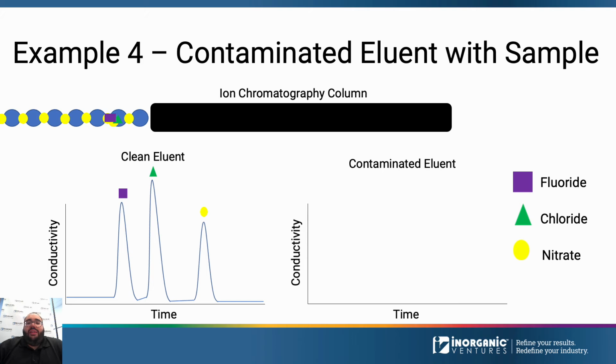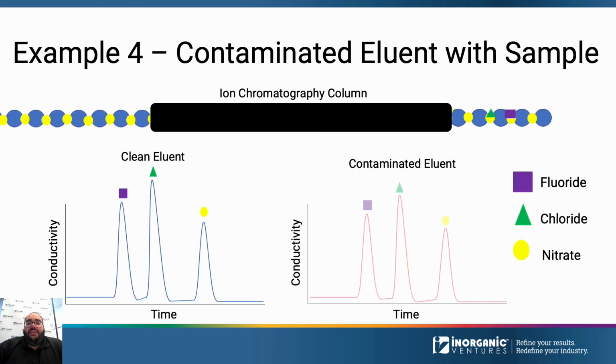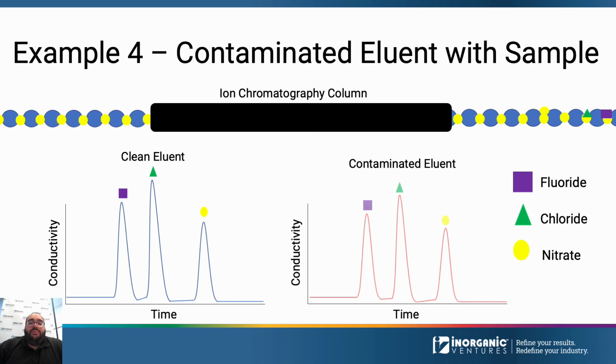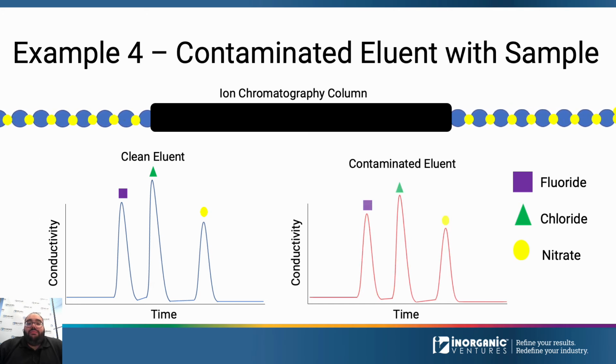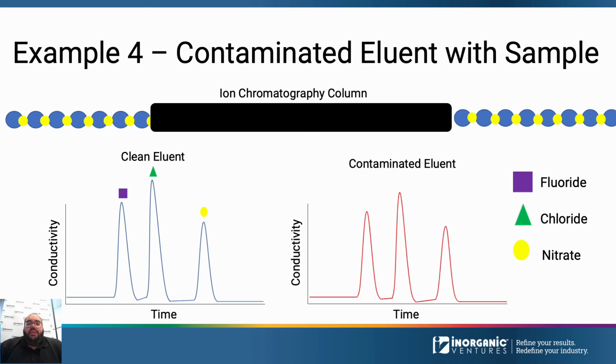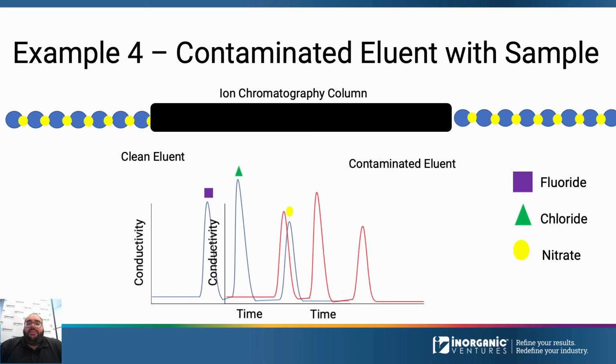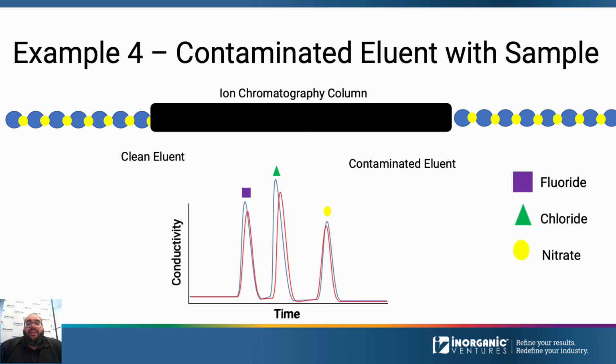Lastly, we will look at an example of sample being run on a system that has contaminated eluent. Again, you will see the sample get separated in the column, but if you look at the comparison of the blue and red graph, you will notice something interesting. If you overlay the graphs, you will see that the peaks are smaller when using the contaminated eluent.